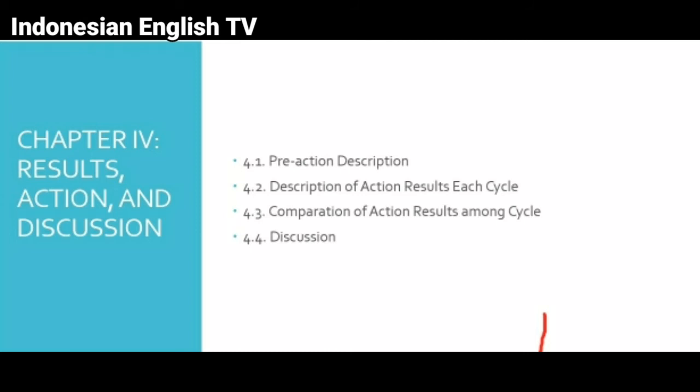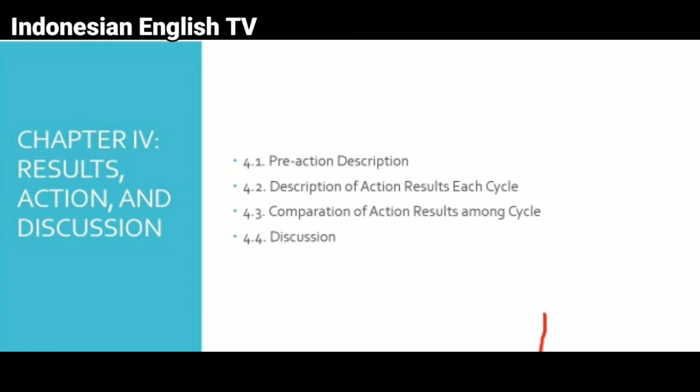And 4.2, you got to write description of action results each cycle. So if you have already got the data, the actions here, you need to describe every cycle's action here with the complete results of every action cycle. So a description of action research each cycle you got to write here.